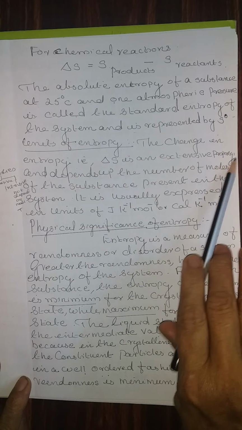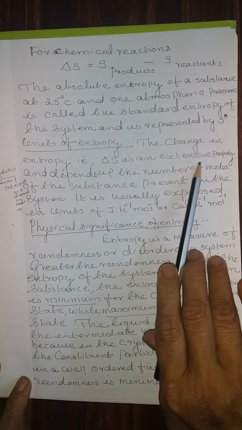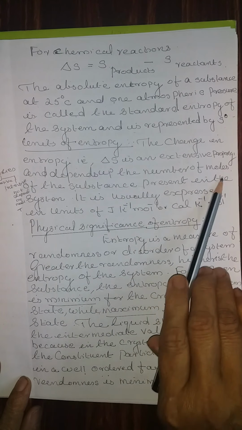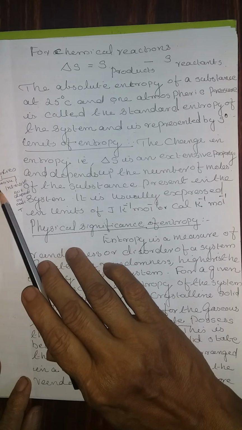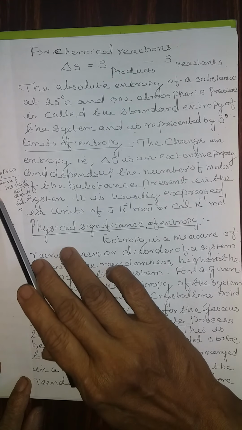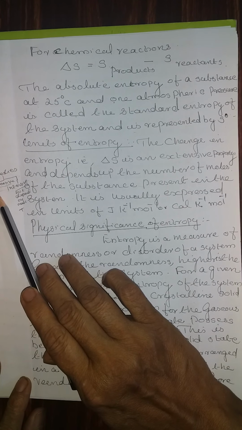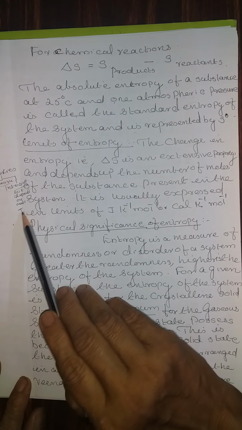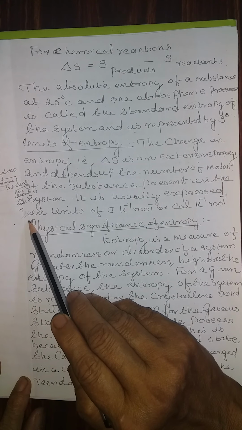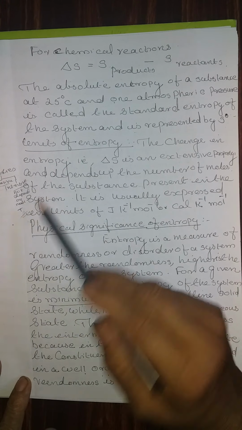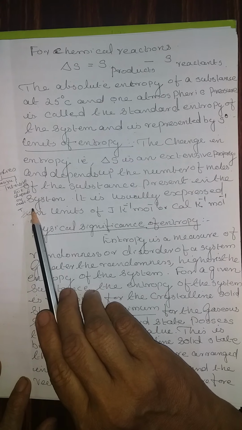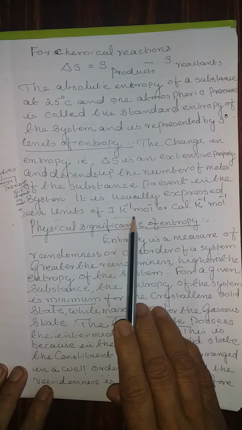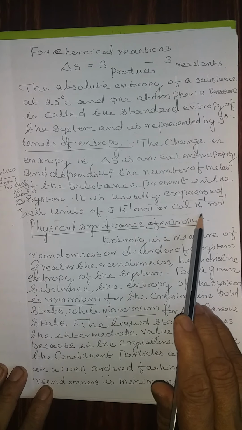Units of entropy. The change in entropy, that is delta S, is an extensive property and depends upon the number of moles of a substance present in the system. The properties can be divided as extensive and intensive properties. Extensive property means it depends upon the matter, for example, number of moles. Intensive means it is not depending upon the matter, for example, temperature. If you have 10 ml of water and if you have 100 ml of water, temperature can be measured. That means it is immaterial of the amount of matter. It is usually expressed in units of joules per Kelvin per mole or calorie per Kelvin per mole.